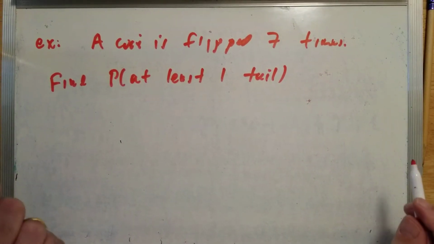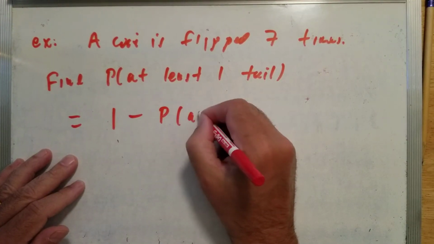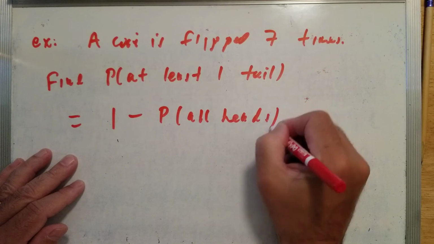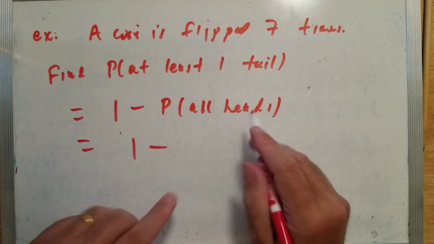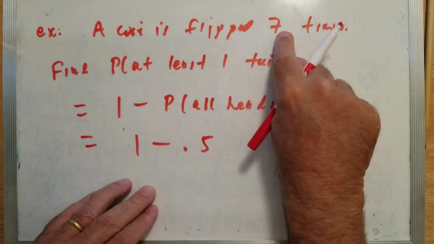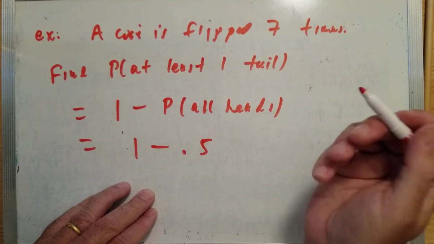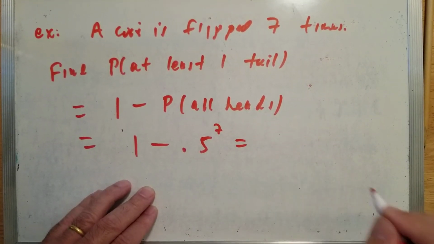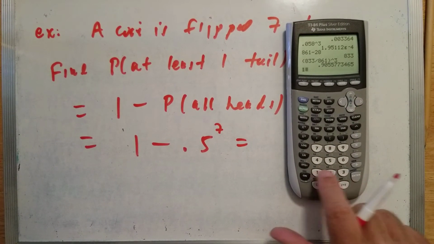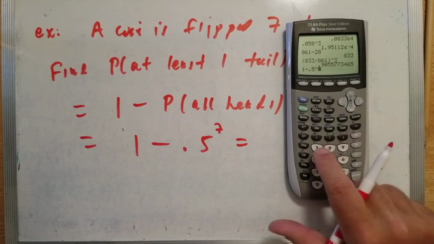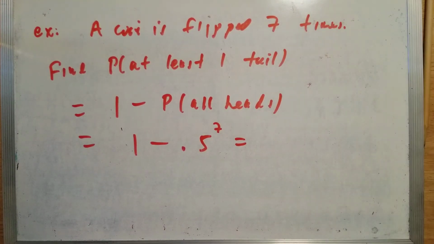Well, we're going to use the rule of complements. The probability of at least one tail is 1 minus the probability that they're all heads, which is 1 minus, now the probability of getting one head is 0.5, and then we're flipping the coin 7 times, so the probability that all 7 are heads is 0.5 multiplied by itself 7 times. 1 minus 0.5 to the 7th power, which on the calculator, 1 minus 0.5 raised to the 7th power, that gives me 0.992 to 3 decimal places.